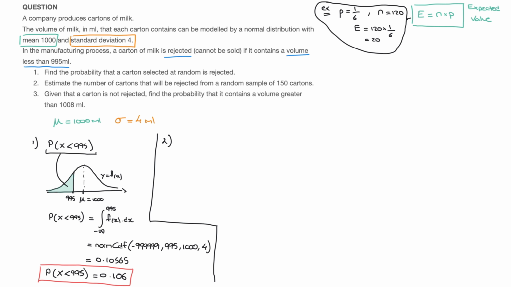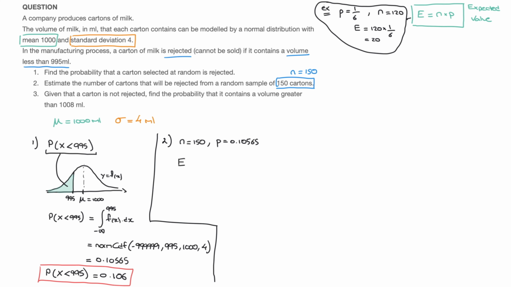There we go. And so applying all of this to this second question, to estimate the number of cartons that will be rejected from a random sample of 150 cartons, well, if we're dealing with 150 cartons, that means that n is equal to 150. And as far as the probability of a carton being rejected is concerned, we found that in question 1. And prior to any rounding, that probability p is equal to 0.10565.